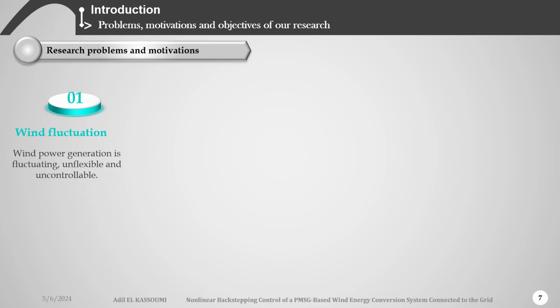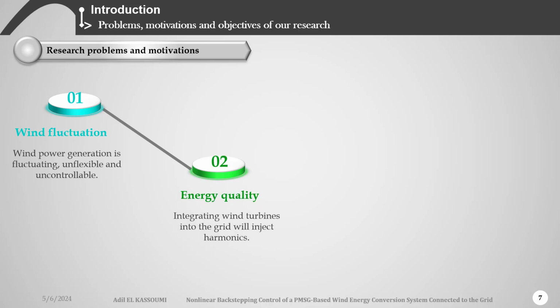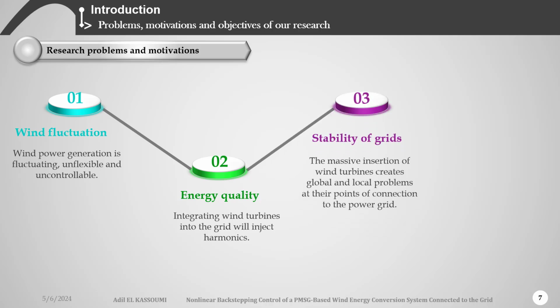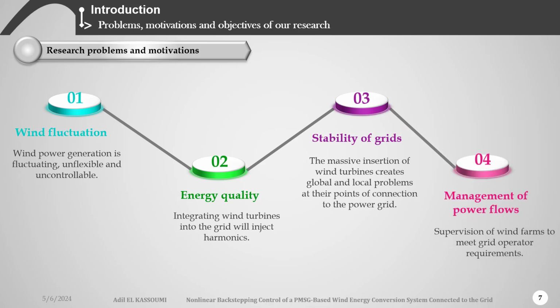However, there are several problems associated with their integration into power grids. First, wind generation is intermittent and fluctuating in nature. Second, wind turbines inject harmonics into power grids. Wind turbines have an impact on power grid stability, and there is a need to manage the power exchanged between wind farms and the grid manager.